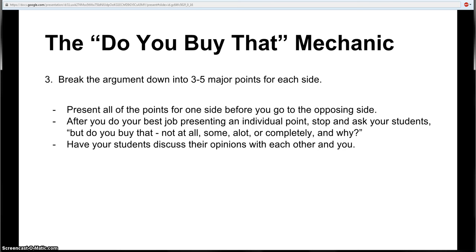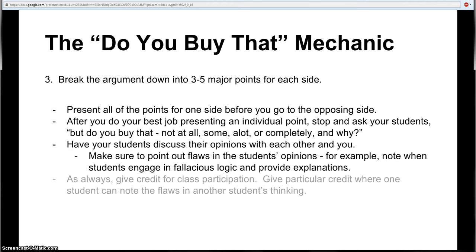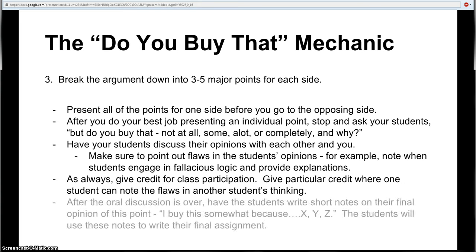So after each point, you're going to go off to the side and have the students discuss their opinions with each other and then with you in front of the class. Make sure to point out flaws in the students' opinions. For example, note when students engage in fallacious logic and provide explanations as to why. As always, give credit for class participation. Give particular credit where one student can note the flaws in another student's thinking.